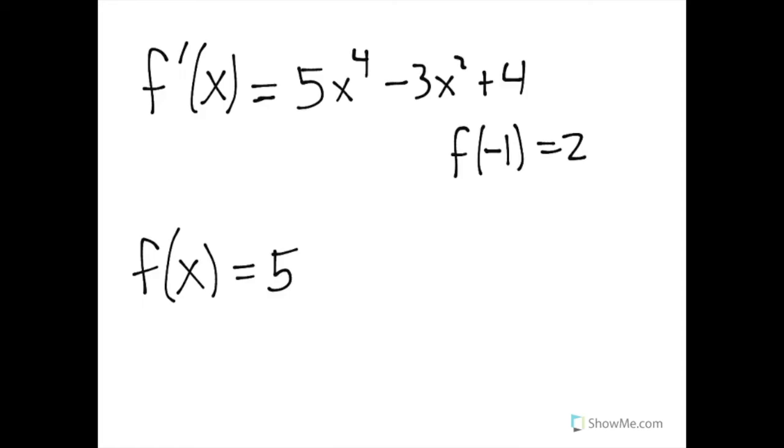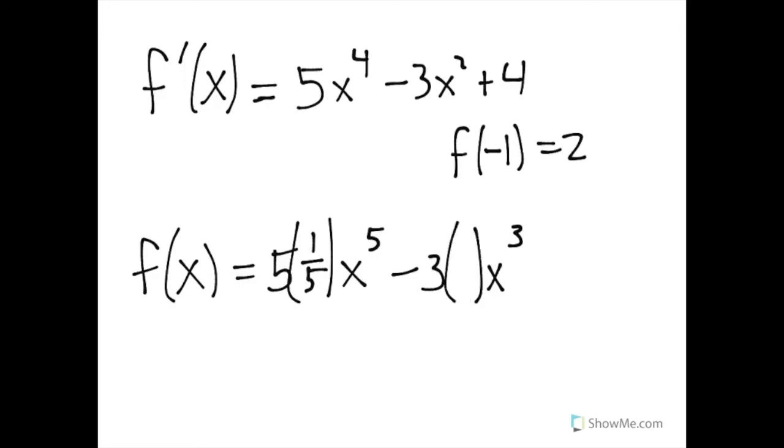Keep the 5 out front. Should be an x to the 5th power because we're going up the ladder. And then we need a fraction out front that's going to cancel out that 5 that drops down. And then we're going to leave the minus 3 out front. We need an x to the 3rd power, we're adding an exponent of 1. And then we need a fraction out in front that's going to cancel out that 3 dropping down. Don't forget how to handle the constant in the original. That's going to look like plus 4x and then plus c.